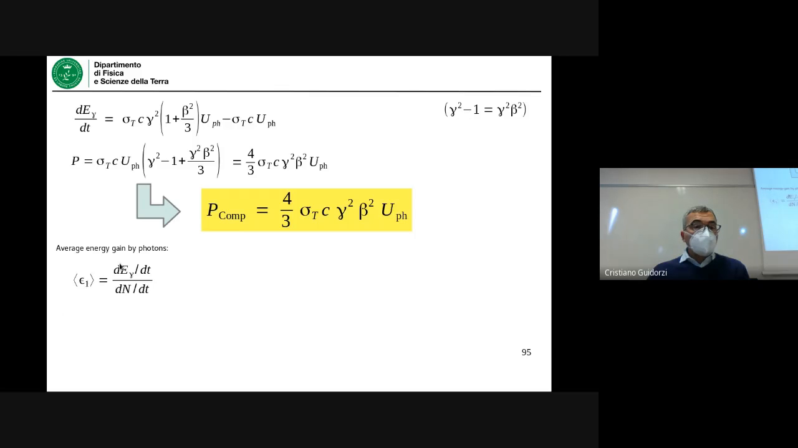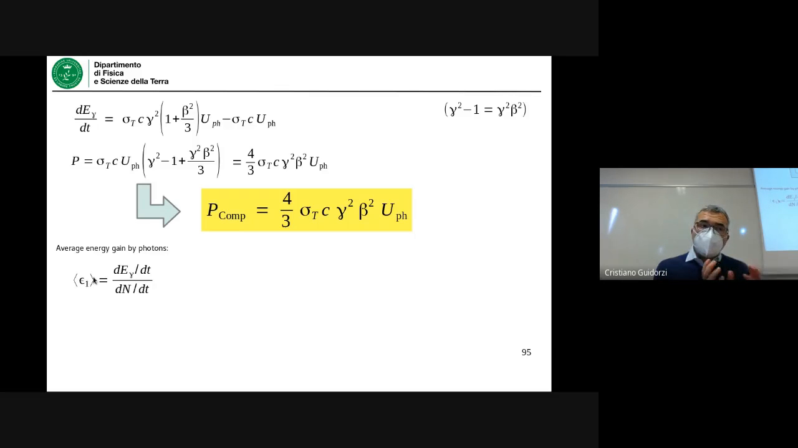Well, what is this? This is the total energy lost per unit time by the electron over the number of photons that are upscattered per unit time. Just easy. So I should point out that this is not the final average energy of the photons. This is the average energy gain, because dE gamma is already a net gain. That's why I wrote here energy gain. So it's not the average.